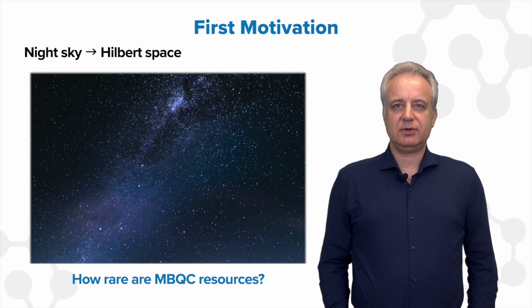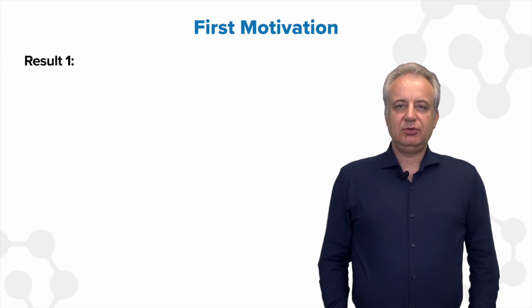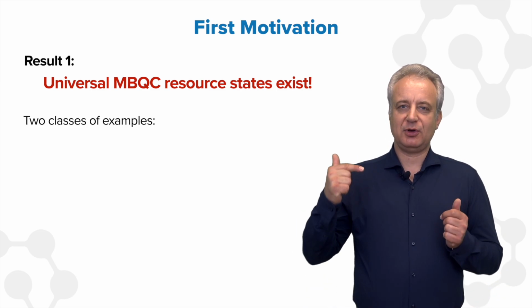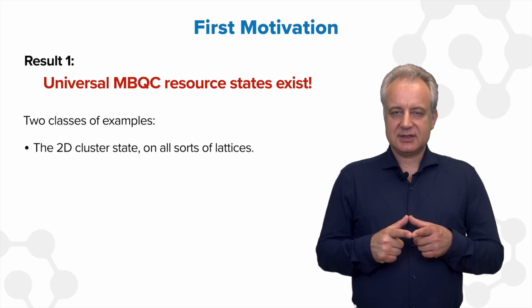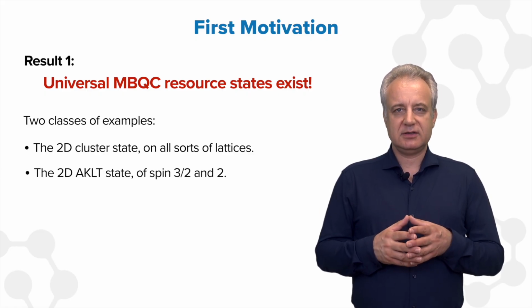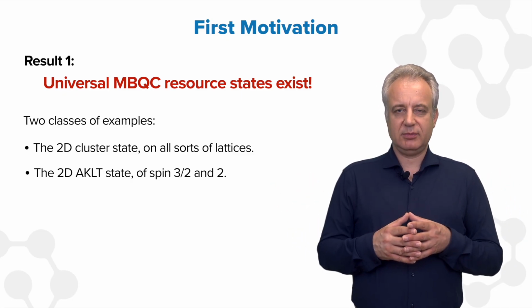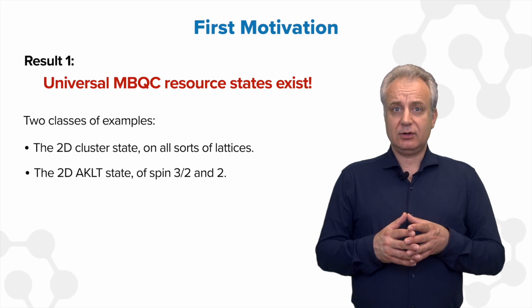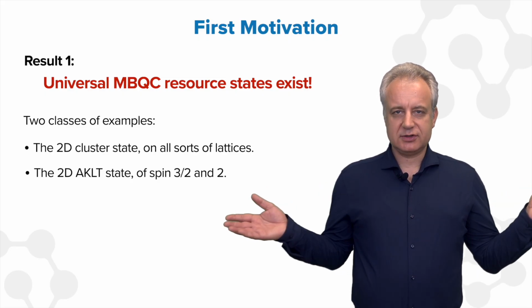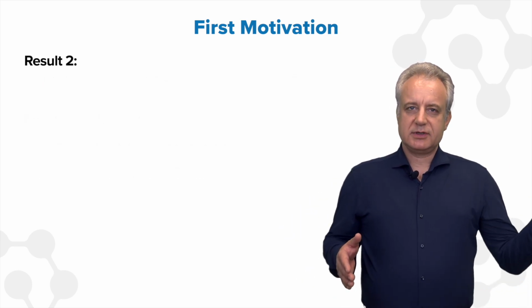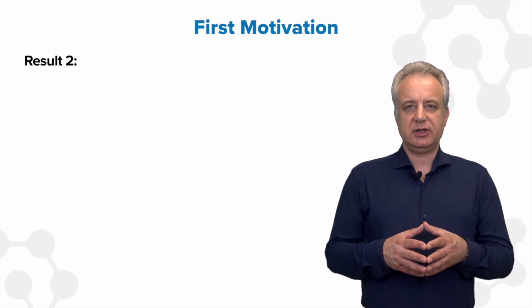And there's 2 results in this regard. First result, universal resource state for measurement-based quantum computation exists. We have talked about in this series about the cluster state, and there's other states. There's, for example, the AKLT state after its inventors, Affleck, Kennedy, Lieb, and Tasaki. Such states also exist in dimension 2, and when they have spin 3/2 or spin 2, then these are also universal resource states. So just to sum up, universal resource states exist. The previous result was special instances, and now we have a general result.